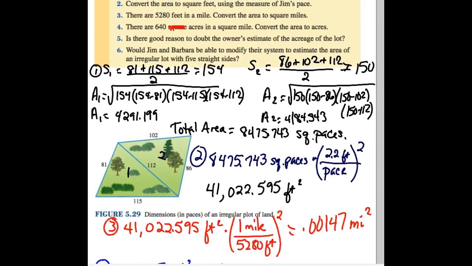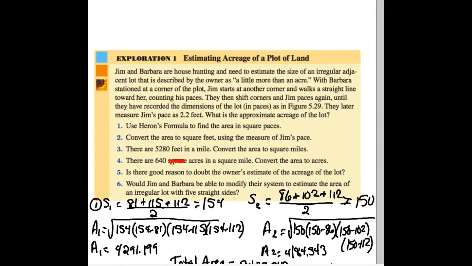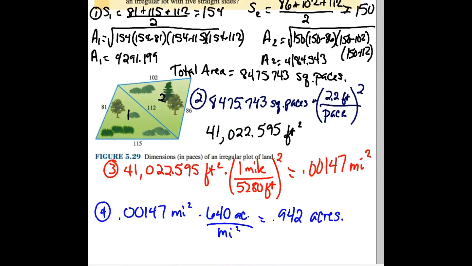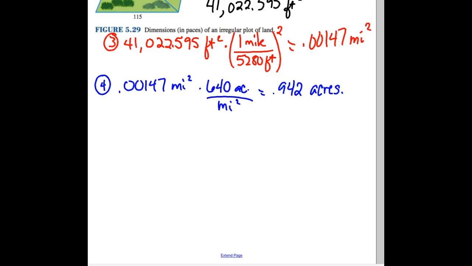Part 5, it says, is there good reason to doubt the owner's estimate of the acreage of the lot? If we go back to the original problem, it says they said it's a little more than an acre. We're actually getting a little less than an acre, 0.94, but since we have measured it off just by pacing it out, it's probably pretty close. I would not doubt the owners. So the estimate is fairly close.